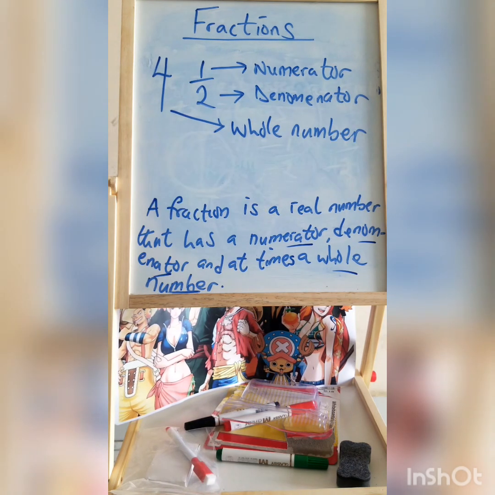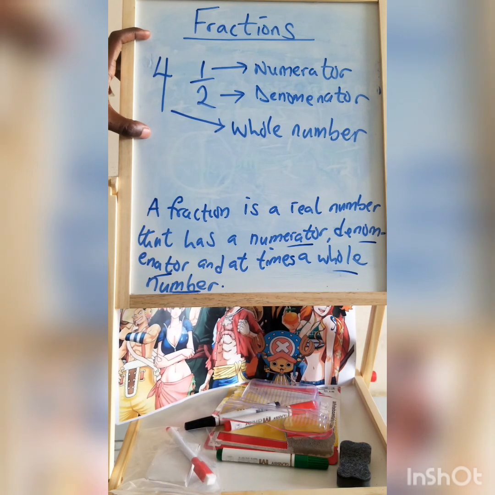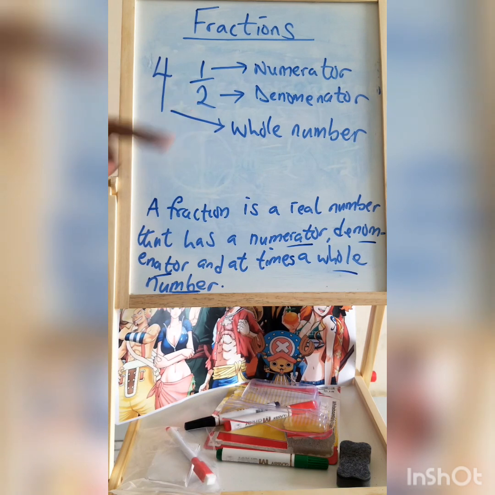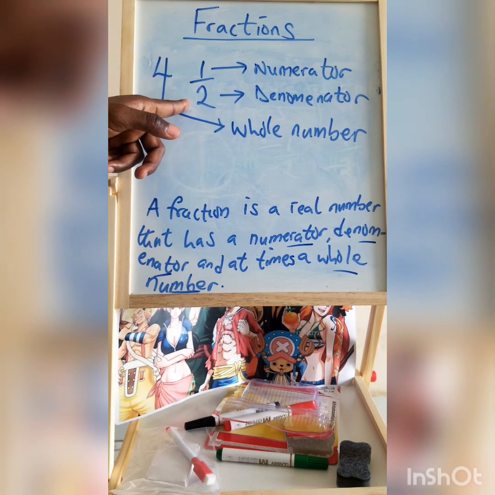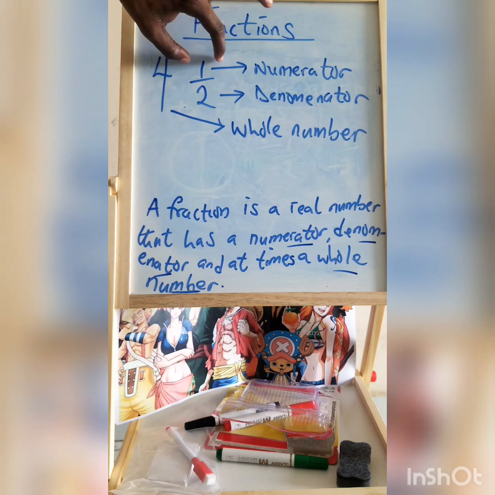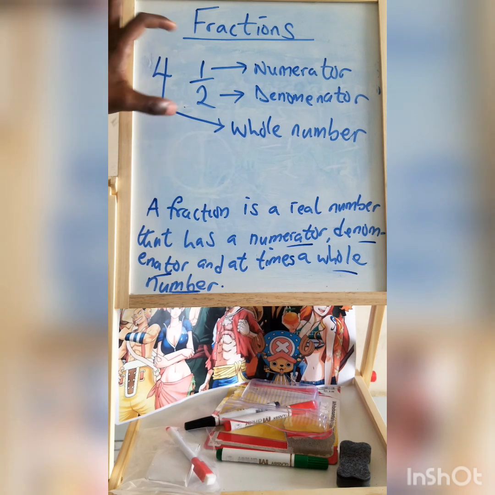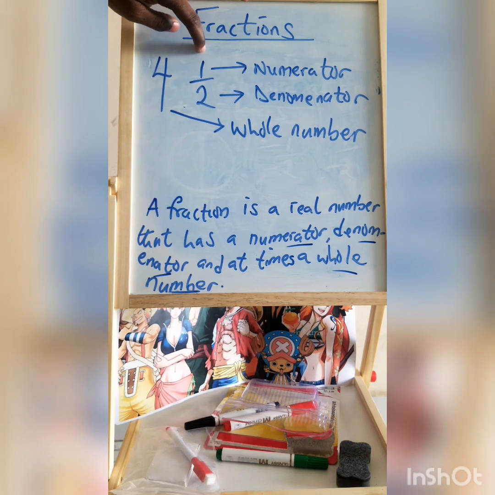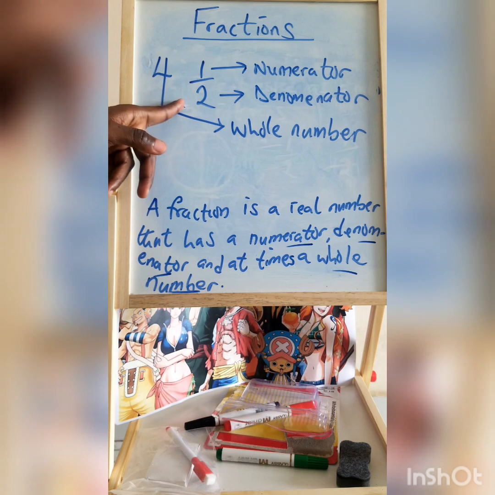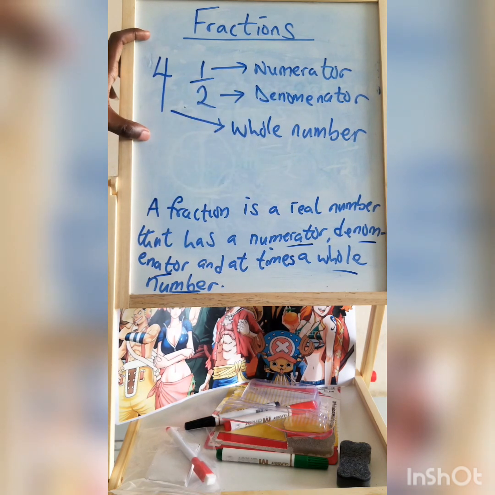Do we understand? So this is 4 whole number 1/2, or in other words, we can say 4.5. Do we understand? Like I told you earlier that this is half of a pizza. Do we understand? So this is 4.5. The number above the line is the numerator. The number below the line is the denominator, and this number standing alone, this full number, is called the whole number.